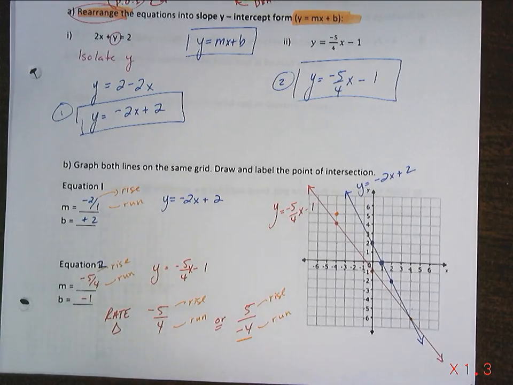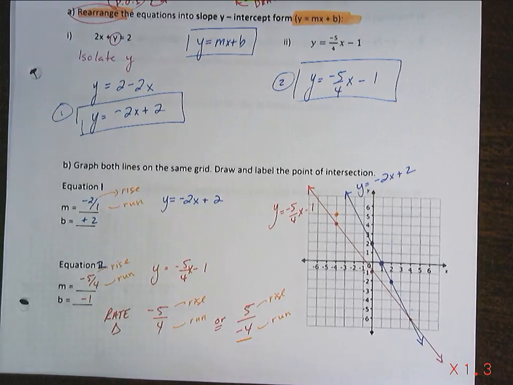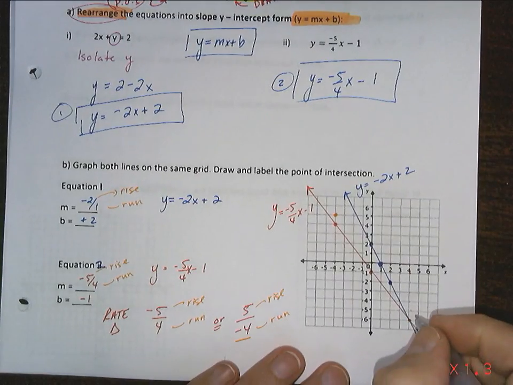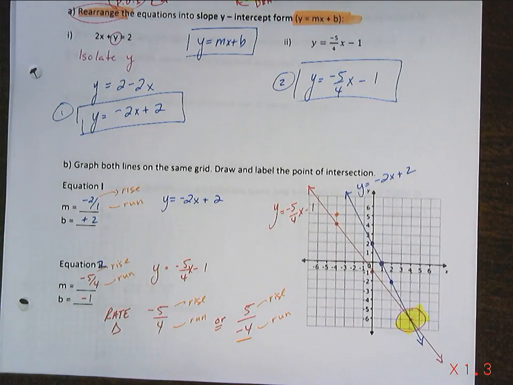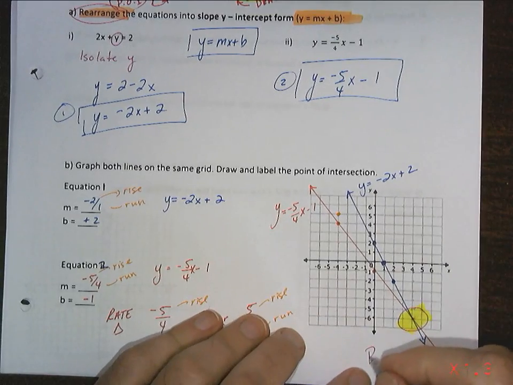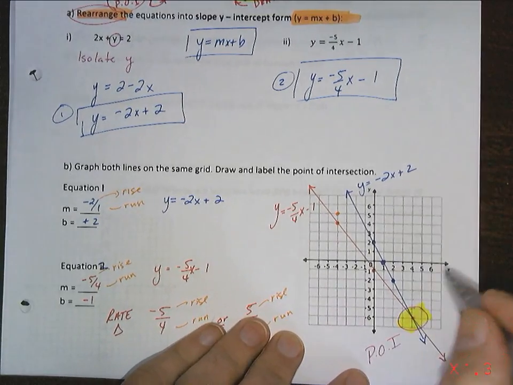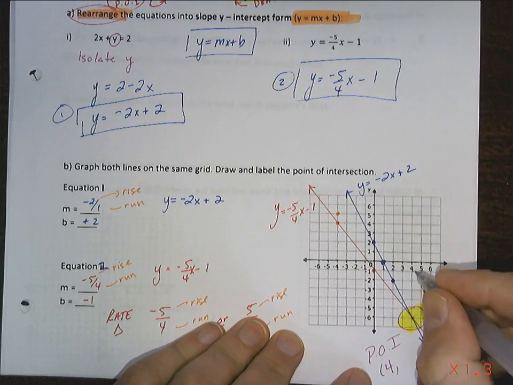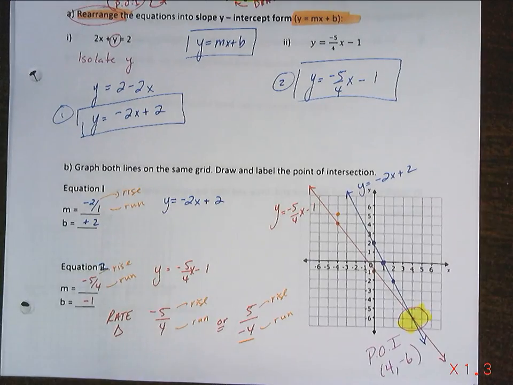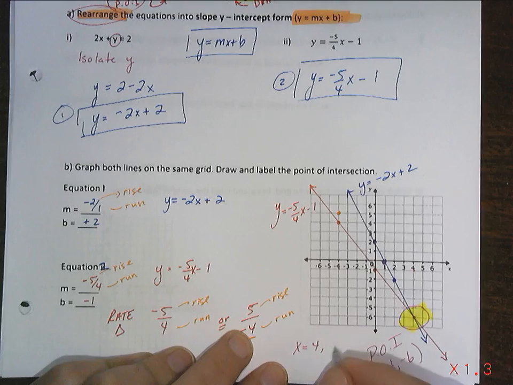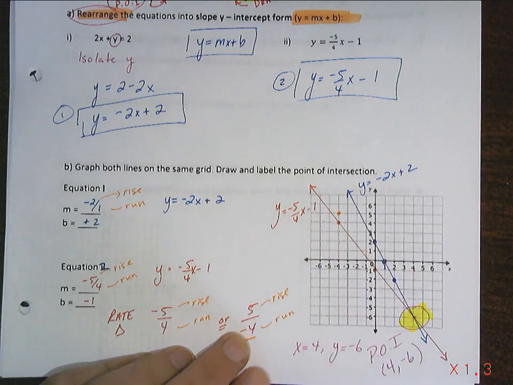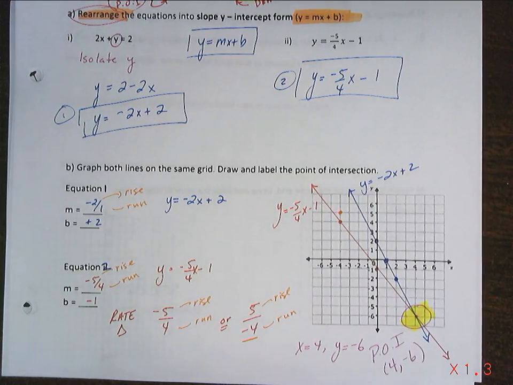So now I've graphed both of them. And by the way, graphing's a pain in the butt because you really have to be accurate, and there's lots of room for error here. But we do our best, and we look at the graph, and we find the point of intersection. That point of intersection is right there. And that point is given by 4 in the x and negative 6 in the y. And that's your solution for this system of equations: when x equals 4, y equals negative 6. That is the solution. I'm going to stop the video here, and we'll be back in just a minute.